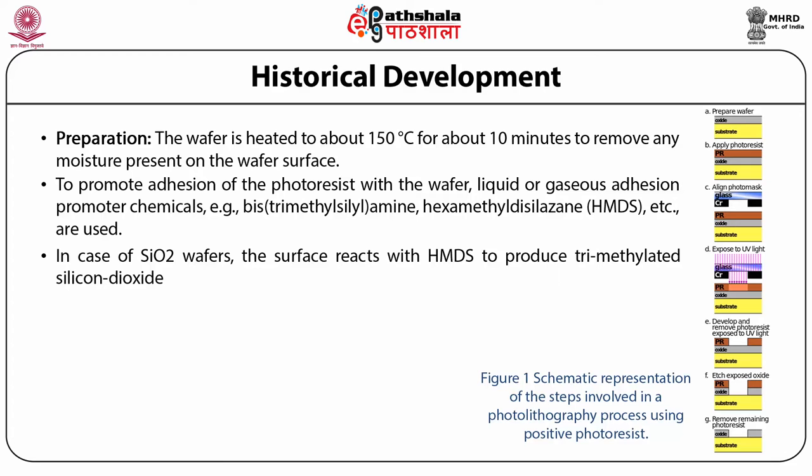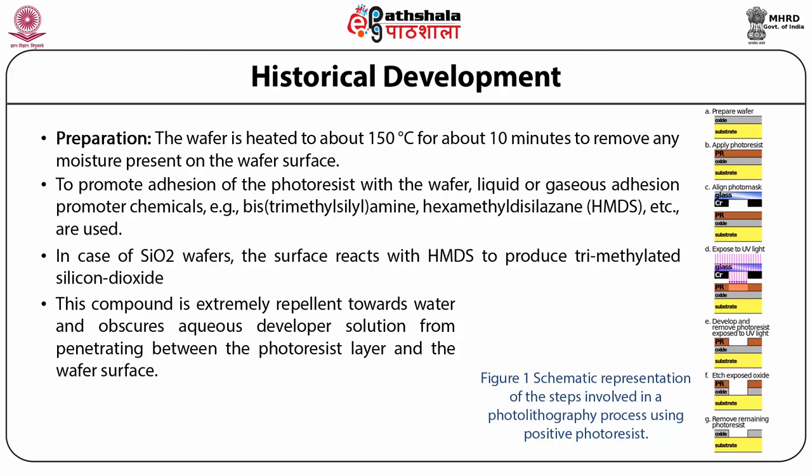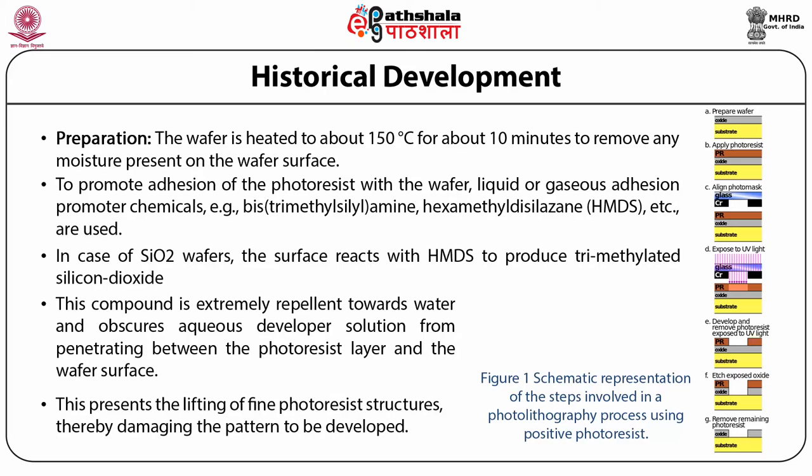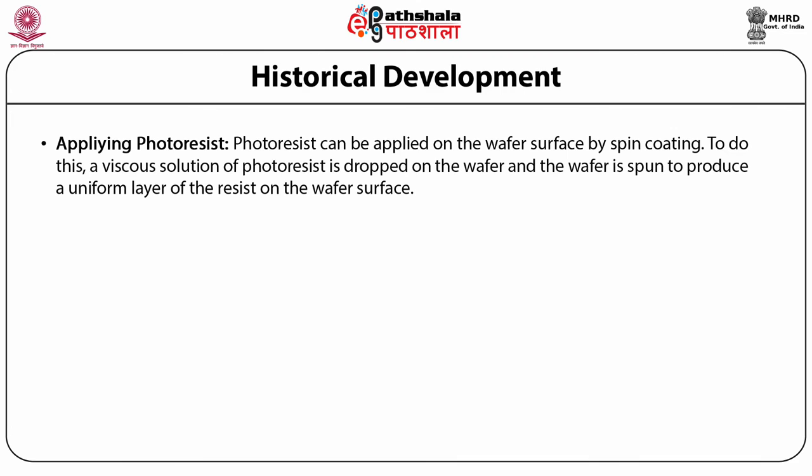This compound is extremely repellent towards water and prevents aqueous developer solution from penetrating between the photoresist layer and the wafer surface. This prevents the lifting of fine photoresist structures, which would damage the pattern to be developed. To avoid this, the wafer is covered and placed on a hot plate to dry at about 120 degrees Celsius. Then third, applying photoresist. Photoresist can be applied on the wafer surface by spin coating.